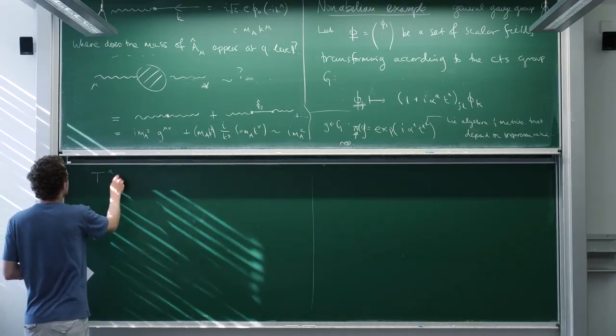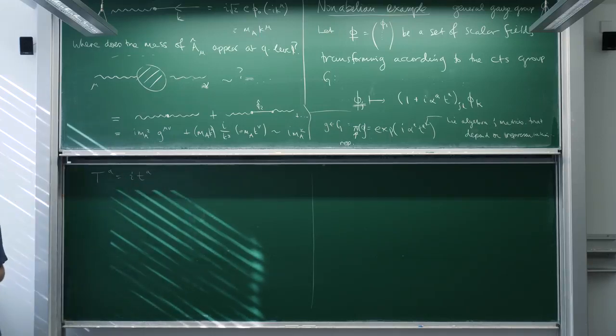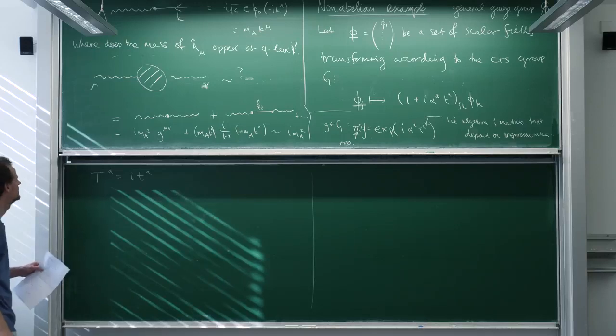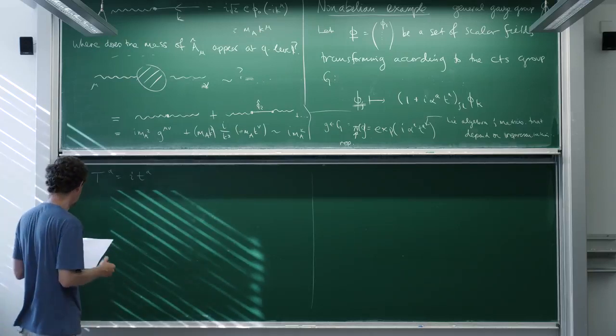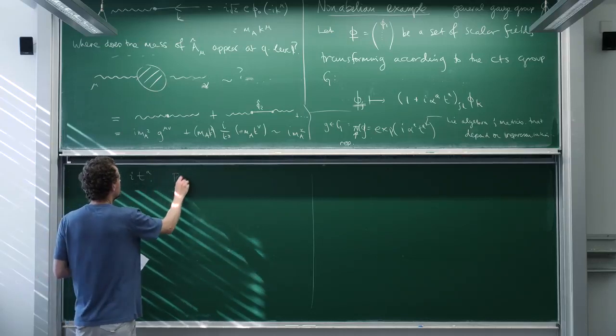Just to make our notation a bit smaller, we'll absorb that imaginary number i into the matrix T^A. Okay, we're going to build a gauge theory.